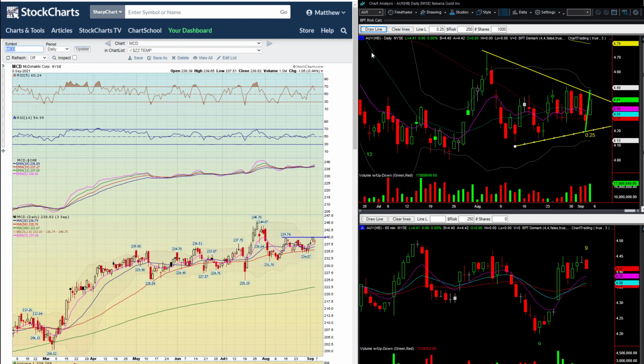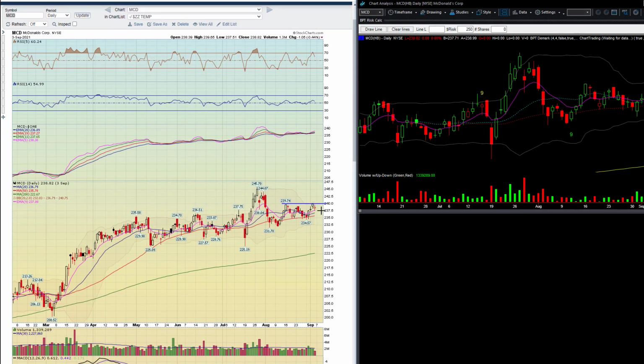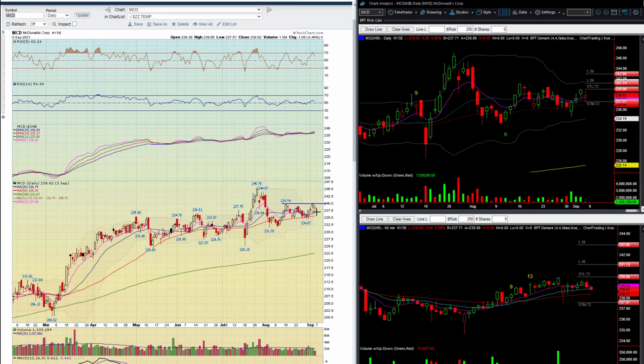Any other? Here's McDonald's. Let's just take a look at that. This will be the last one. McDonald's here, you can see you've got a pretty clear resistance right around this 240 area. You have some moving averages here. There could be a stop. Notice I already have a buy stop here, but let's clear that out.